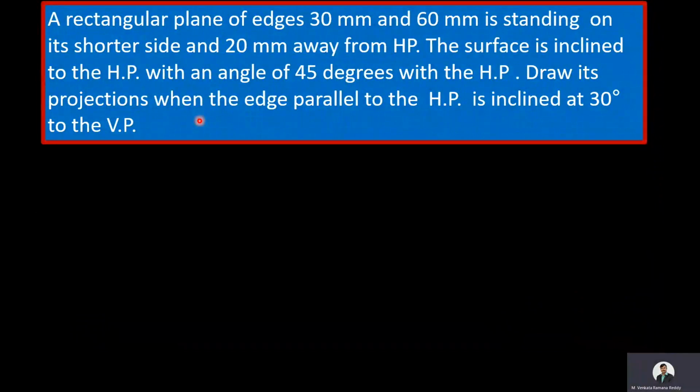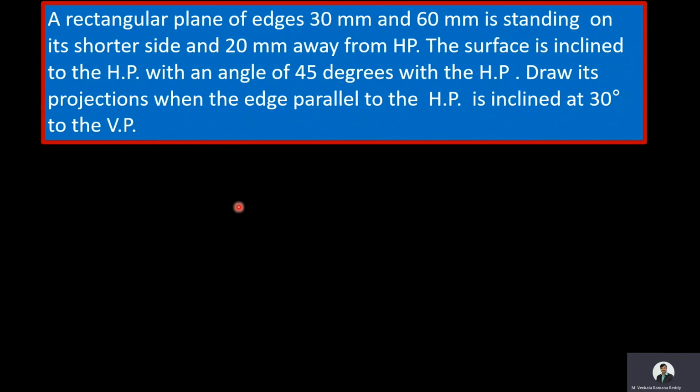The given plane is a rectangular plane. Now I'll read out the problem. A rectangular plane of edges 30 mm and 60 mm is standing on its shorter side and 20 mm away from the HP. The surface is inclined to the HP at an angle of 45 degrees. Draw its projections when the edge parallel to the HP is inclined at 30 degrees to the VP.